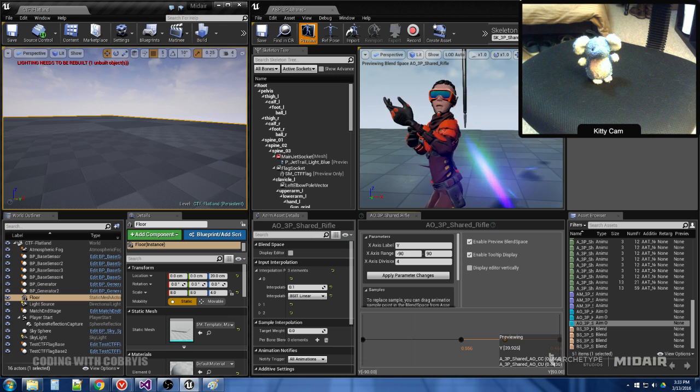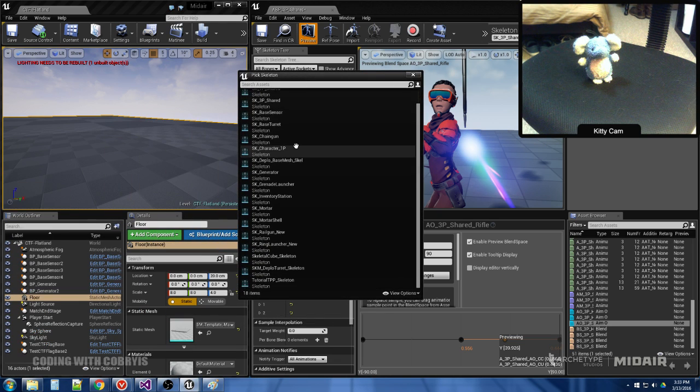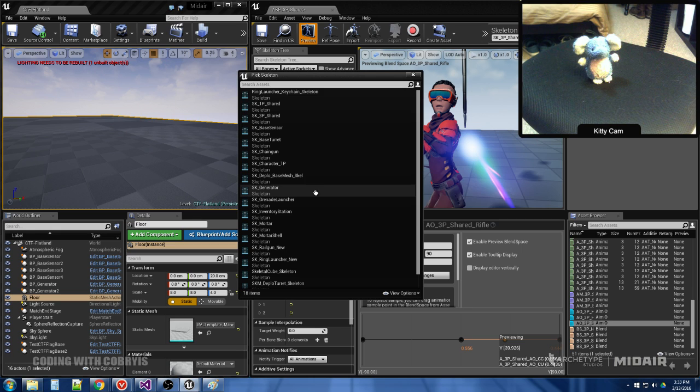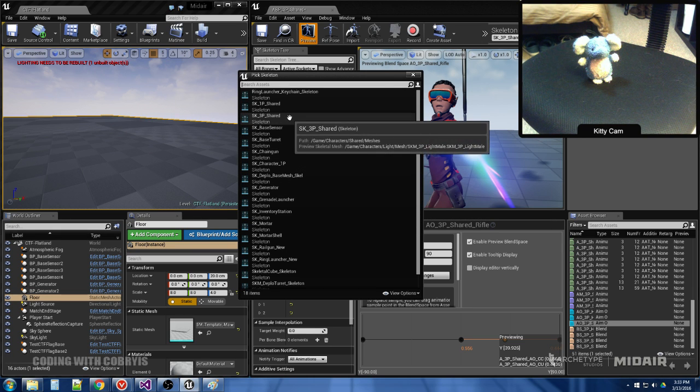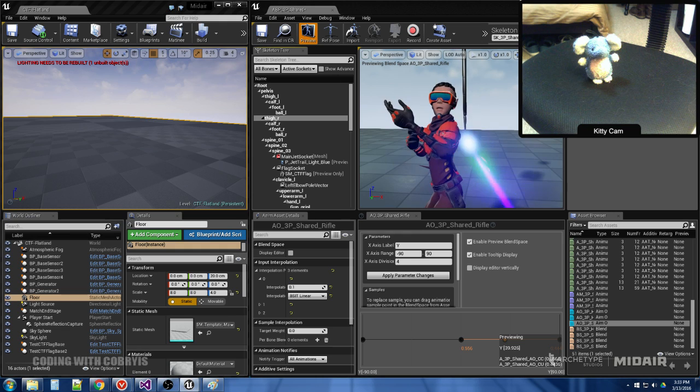So let's make a new blend space. I don't have this up right now on the screen. It'll take a second though, and then you'll see something. We're gonna base this off of our skeleton, which is the 3P shared. BS 3P shared. I'm actually renaming. I'm just changing the naming scheme as I work, which isn't the best idea sometimes, but I don't like the old naming scheme. Okay, BS character.